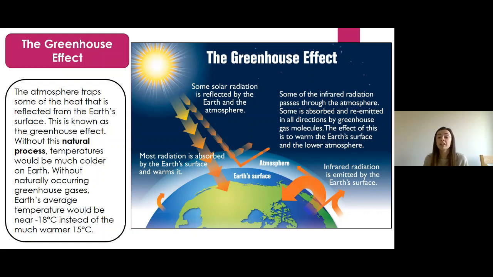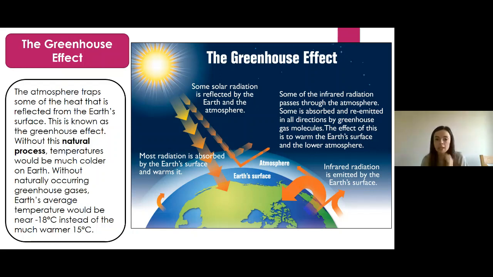Without naturally occurring greenhouse gases, the Earth's average temperature would be -18 degrees instead of the much warmer 15 degrees. So the Earth is only livable due to the greenhouse effect. So I must emphasize that the greenhouse effect is a natural cause of our warm climate, but what we are seeing is the accelerated greenhouse effect. I'll go into that in a second, but I just want to go into the greenhouse effect.